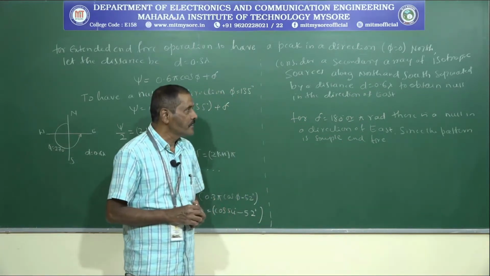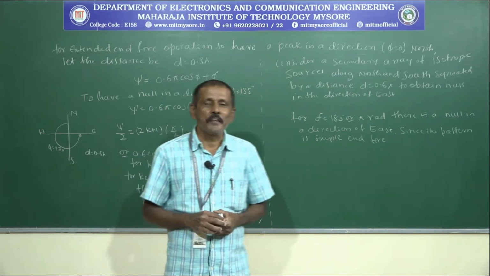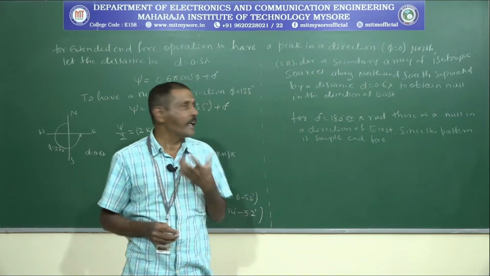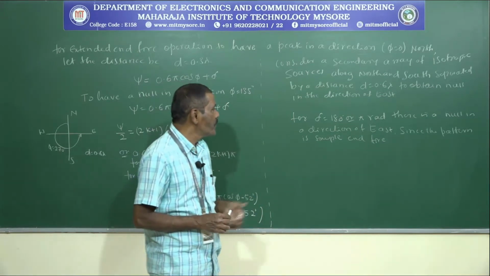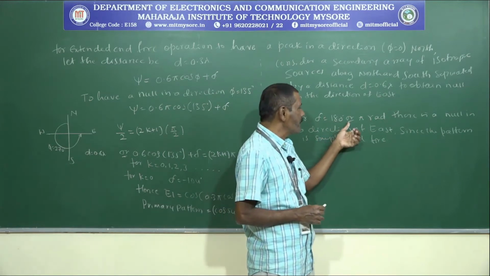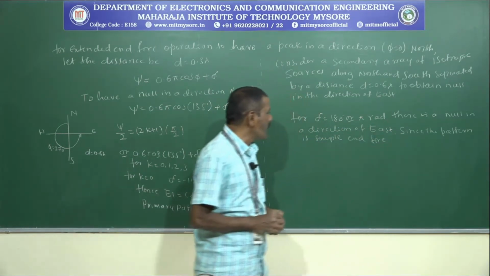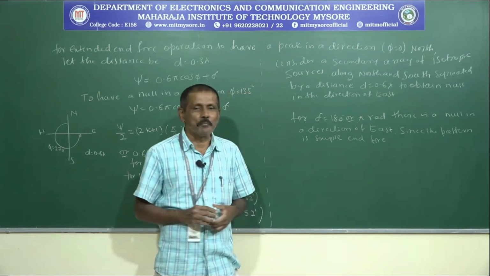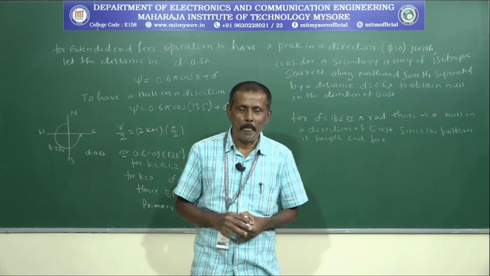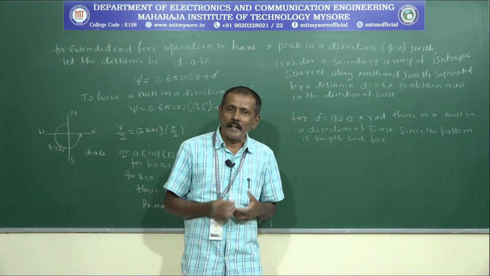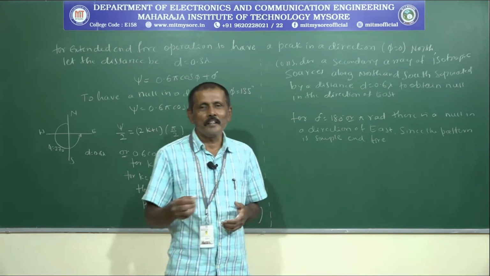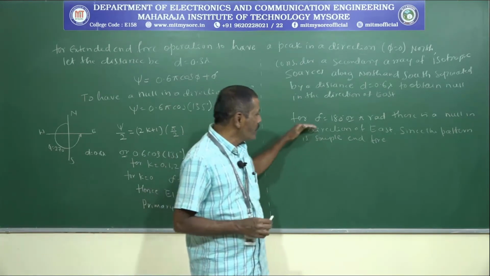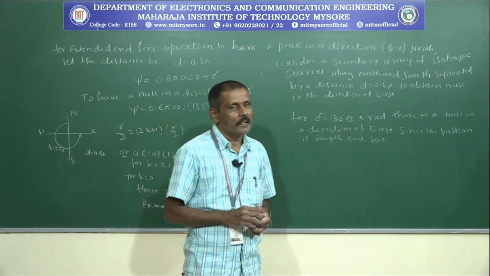And with this particular arrangement we want to obtain a null in the direction of the east. For delta equal to 180 degrees or pi radians, there is a null in the direction of the east, since the pattern is a simple end fire system. For the end fire system the radiation is 0 along the axis of the antenna, so along the axis of the antenna we are getting the nulls.